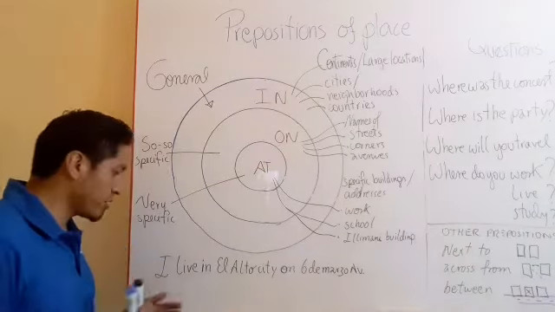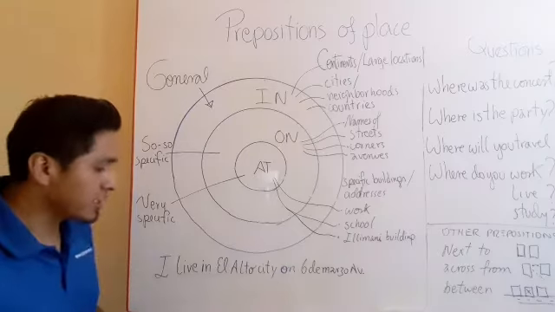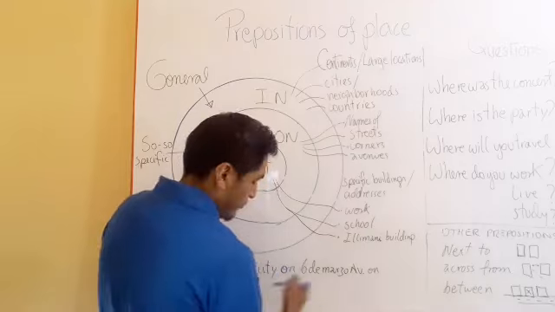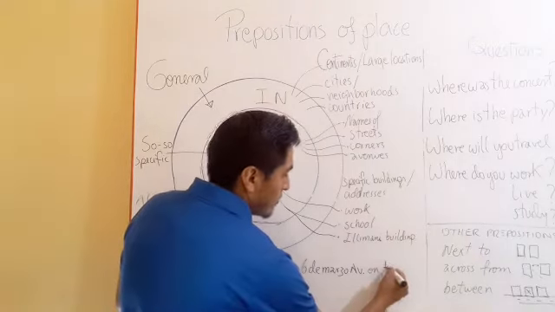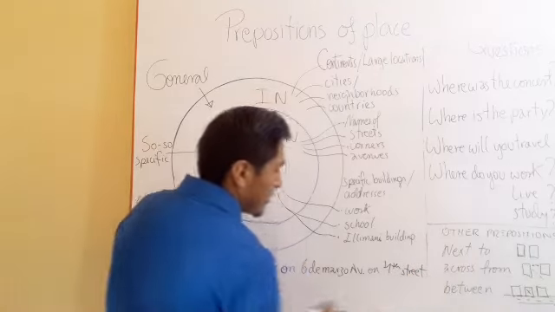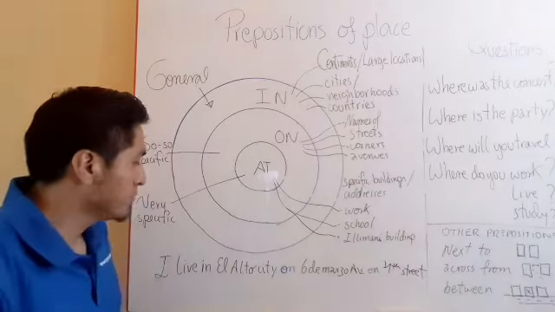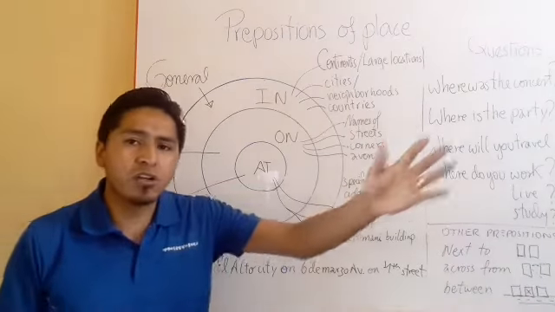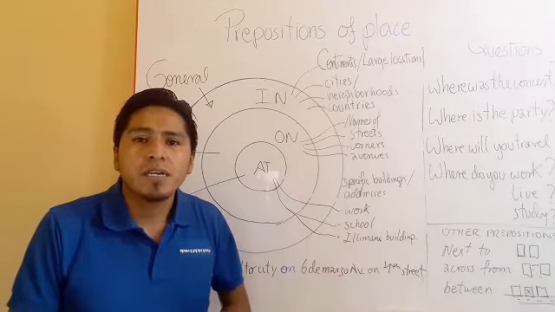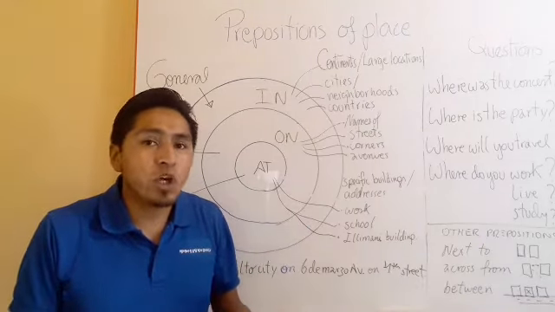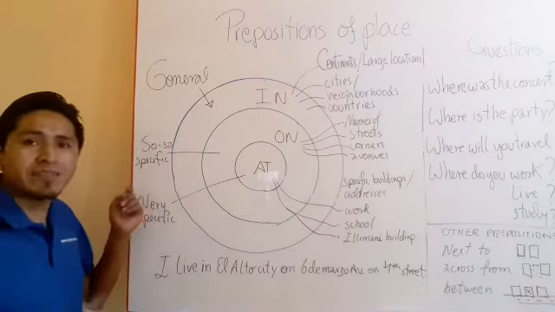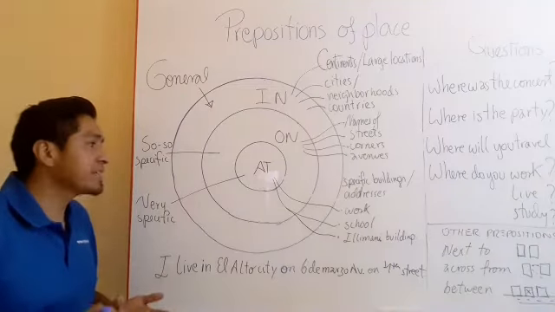Now let's return to our example. I live in El Alto on 6 de Marzo Avenue. I'm going to use one more. On 4th Street. So the avenue is very long and there is a 4th Street, you know. In this 4th Street is long. So it continues being so specific. It's not yet very specific.